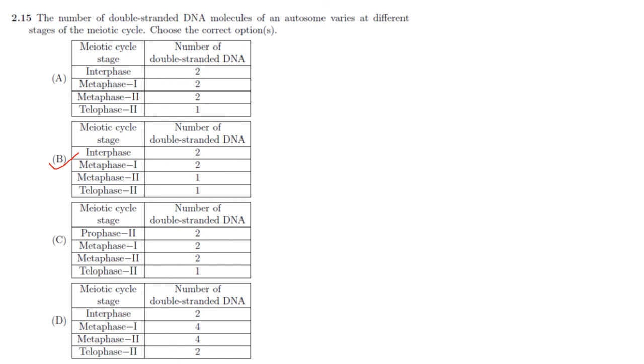Then next one. The number of double-stranded DNA molecules of an autosome varies at different stages of the meiotic cycle. Choose the correct option. So option B is correct.